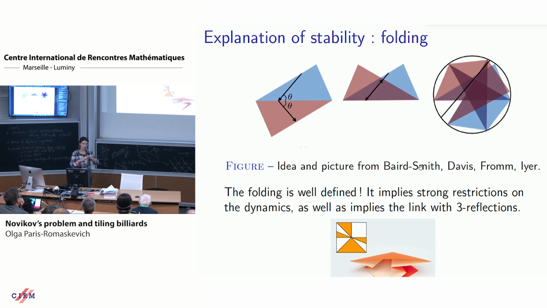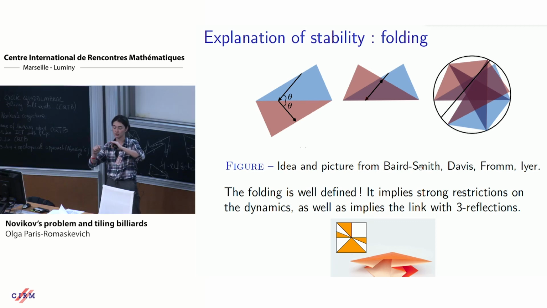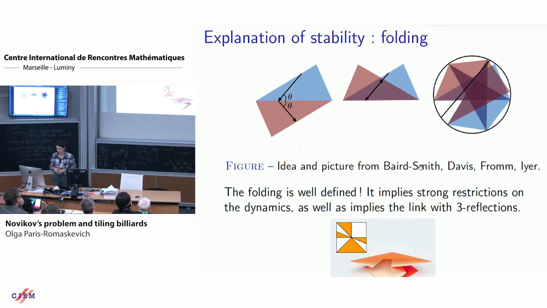So going from tiling billiard on a plane, you come back to the dynamics on the circle, because now your trajectory is moving along a chord in the circle, and the only dynamics is that your triangle is moving in the circle. So this is this idea of the folding, and the picture is taken from the first article on triangle tiling billiards by Brad Smith, Davis, Fromm, and Ayer.